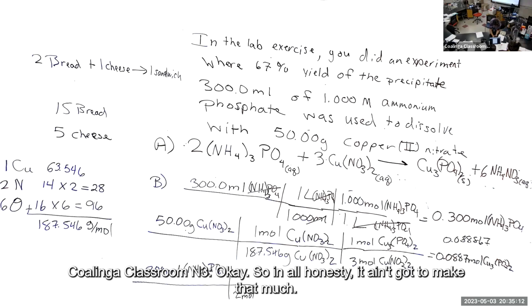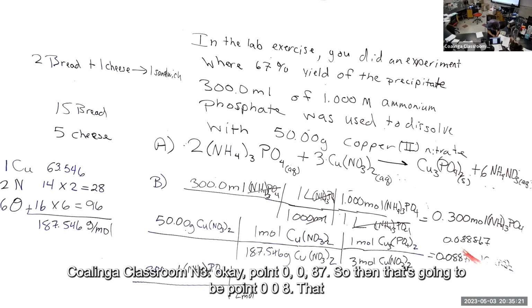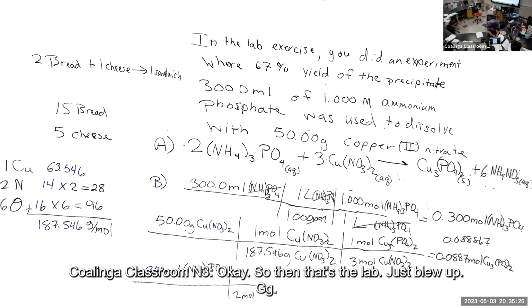Okay, so in all honesty, it isn't going to make that much of a difference between the two numbers, right? So you got 0.00887, so then that's going to be 0.0089. Okay, so then that's fine. In the grand scheme, that last number is not going to make too much of a difference.